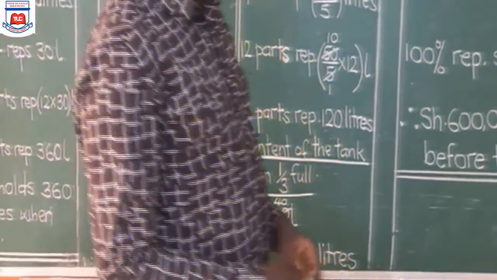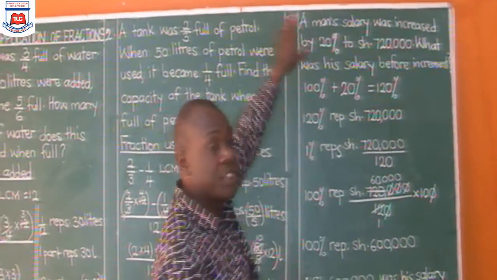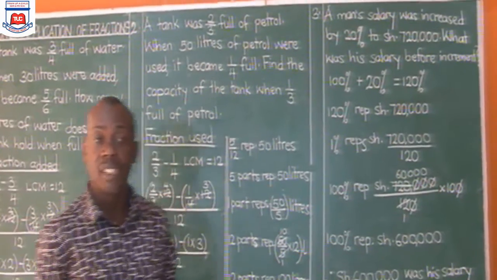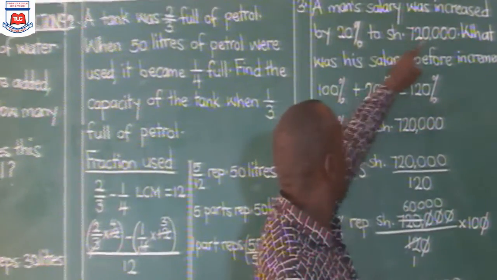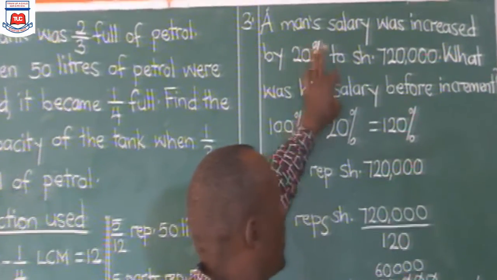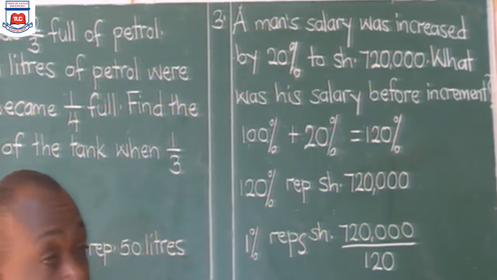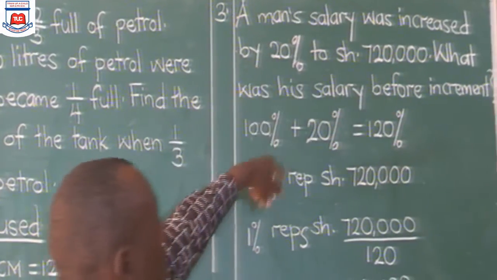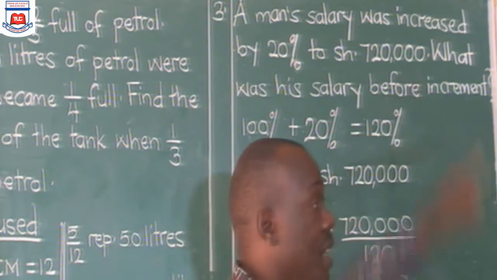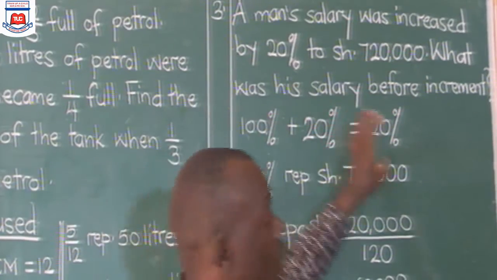Then we turn to example number 3. Viewers, read: a man's salary was increased by 20% to 720,000 shillings. Read again. A man's salary was increased by 20% to 720,000 shillings. What was his salary before the increment?